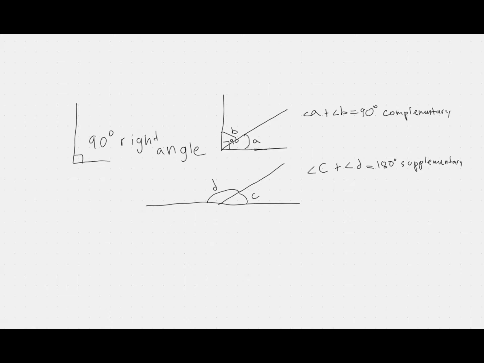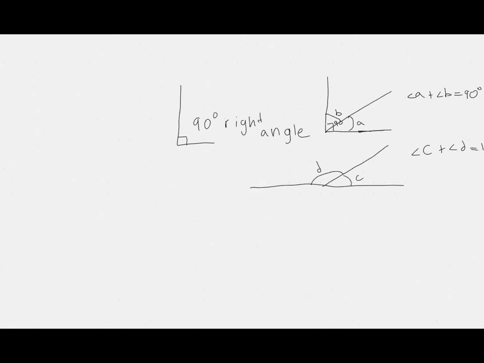Then, if the angle is less than 90 degrees, it is an acute angle. Acute. And if it is more than 90 degrees, it is an obtuse angle.